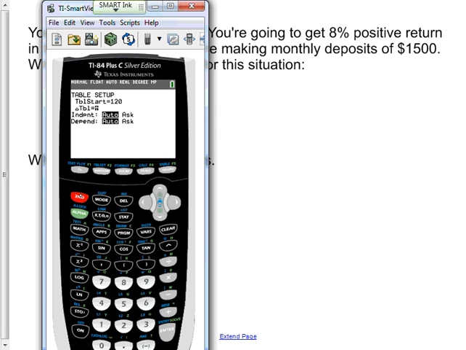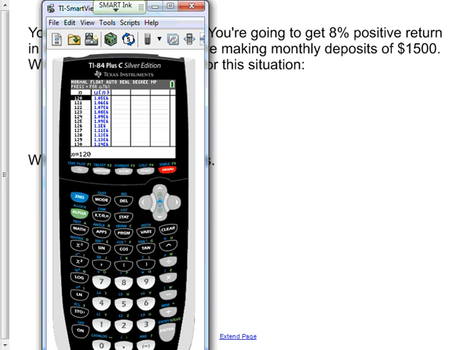Okay. Calculator's running forever. All right. 120th month. It looks like just over $1 million. Everybody get that same thing? Raise your hand if you got that same thing. Okay, good. If not, then something was probably slightly wrong in your equation. Any questions on that one?